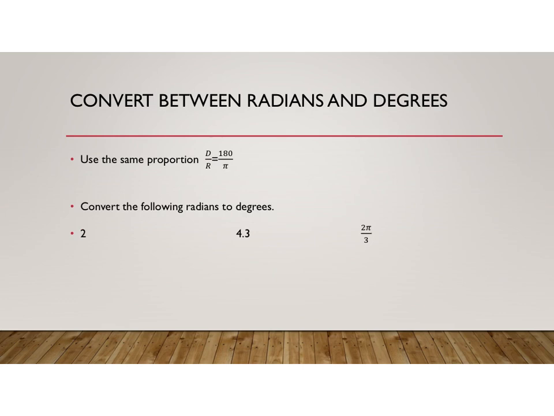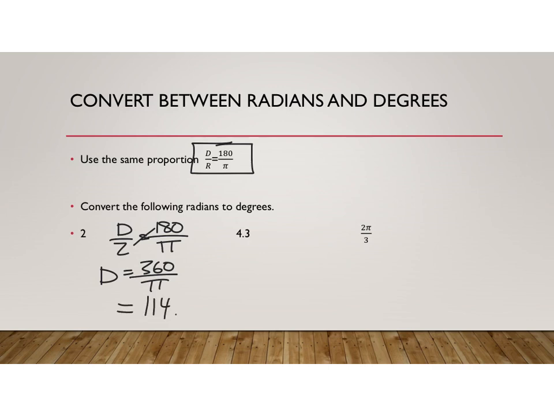All right, so converting from radians to degrees, you do the same thing. You use the same proportion, but you're going to plug in for r now. So converting 2 radians to degrees, we're going to go d is to 2 as 180 is to pi. If I cross multiply and divide, d would be 360 divided by pi. Now you learned that 1 radian is approximately 60 degrees. This is 2 radians, so this is going to be exactly 114.6 degrees, rounded to the nearest tenth.